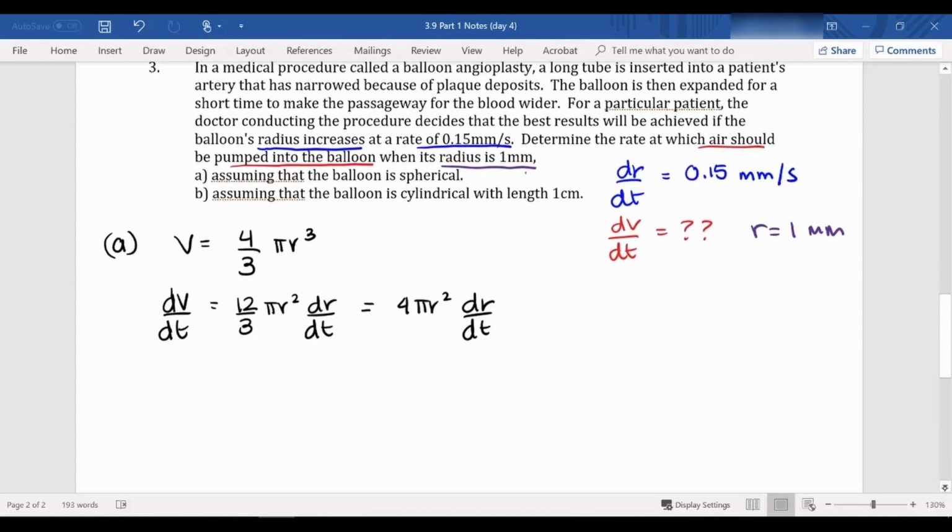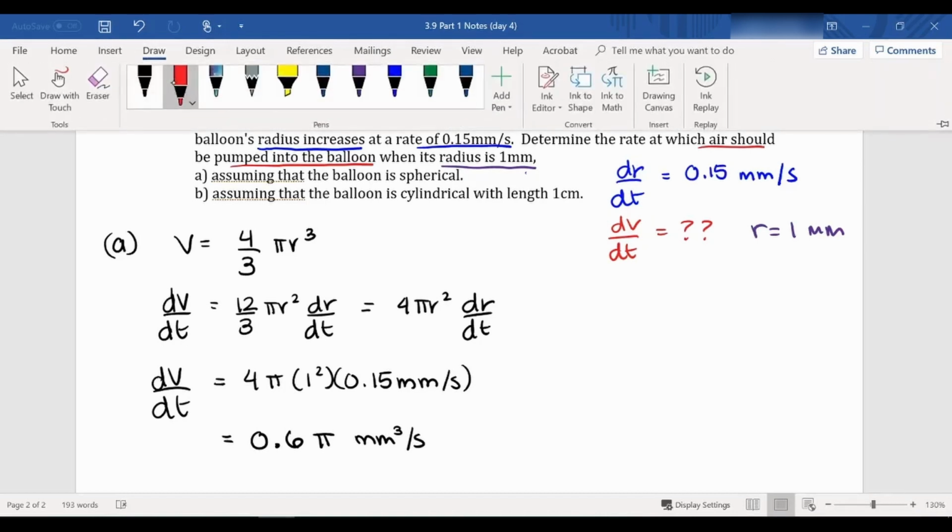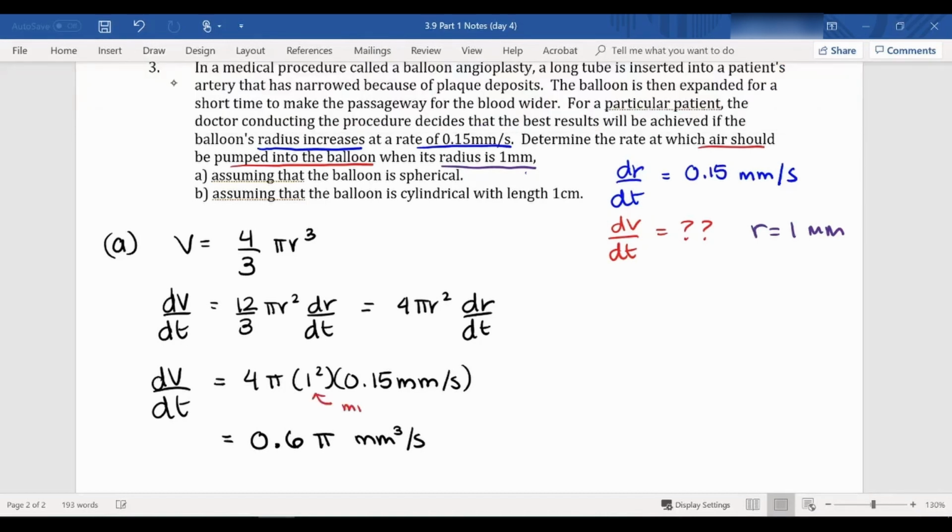Now we were asked to find dV/dt. We don't know this, but 4 and pi are just numbers. R, we were told, is 1 millimeter, and dr/dt is 0.15 millimeters per second. So this gives us a total of 0.6 pi millimeters cubed per second. And it's millimeters cubed because this in here is millimeters squared, since it's r squared.